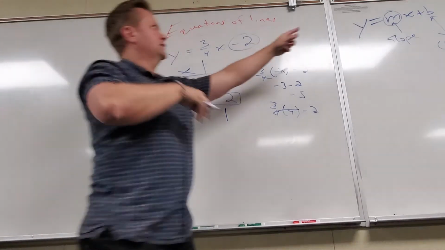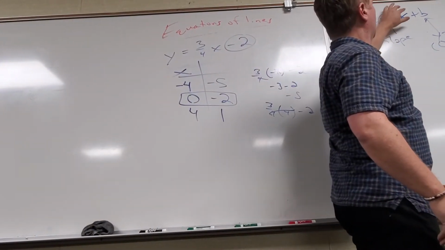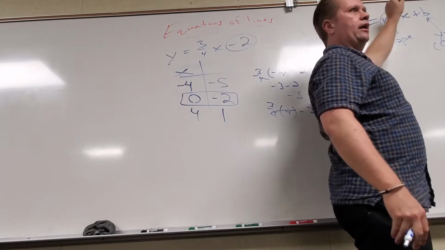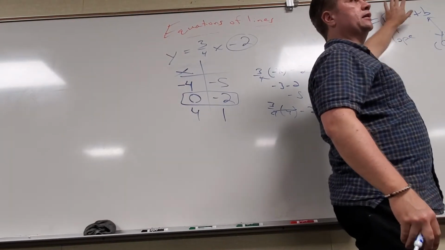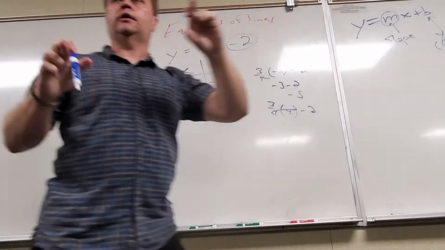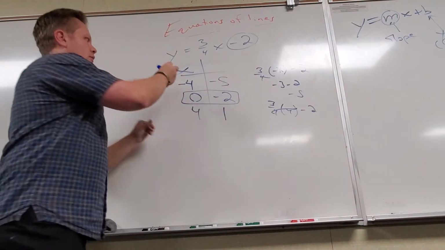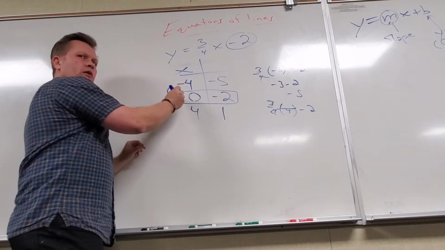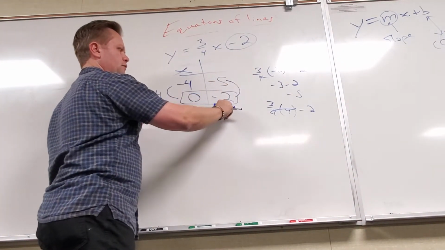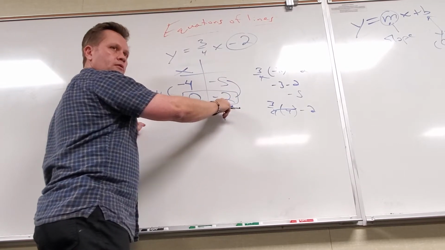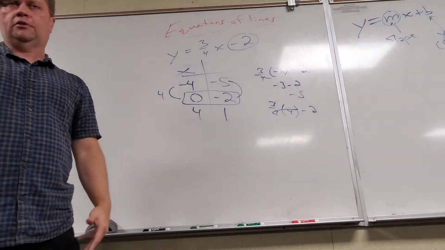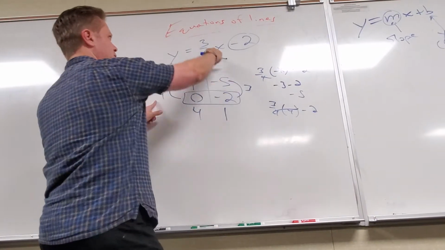Right? Because if I made x 0 here, what do I get for y? B. No matter what m is, if I make x 0, it's dead. So y would equal b. Okay, I like it. And look, if I go up by 4 on the x, what does the y do? From negative 5 to negative 2, I went up 3. 3/4, bam.